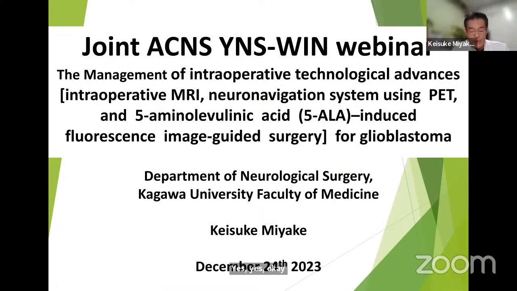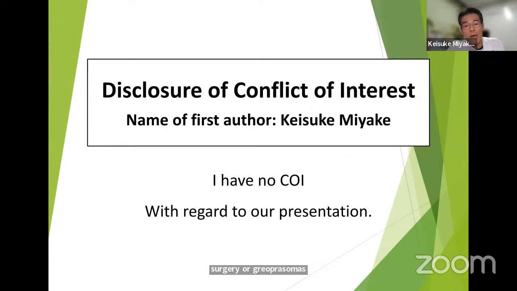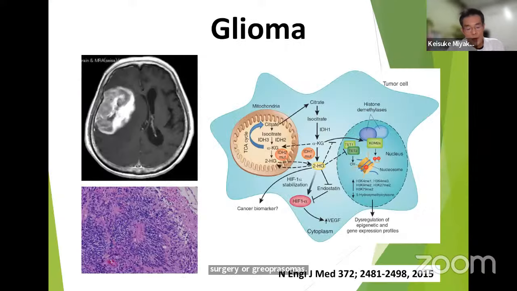I'd like to thank you for having given me a chance to discuss the management of intraoperative technology advances: intraoperative MRI, neuronavigation system using PET, and 5-aminolevulinic acid-induced fluorescence image-guided surgery for glioblastomas. I have no COI. So we will discuss the diagnosis and treatment of gliomas. As we know, glioma is one of the CNS tumors with a very poor prognosis, which we must overcome.